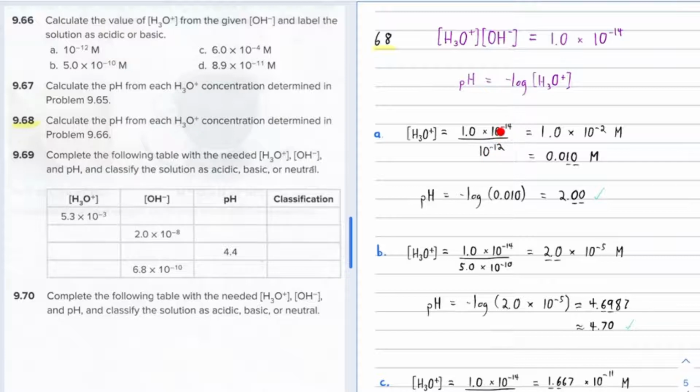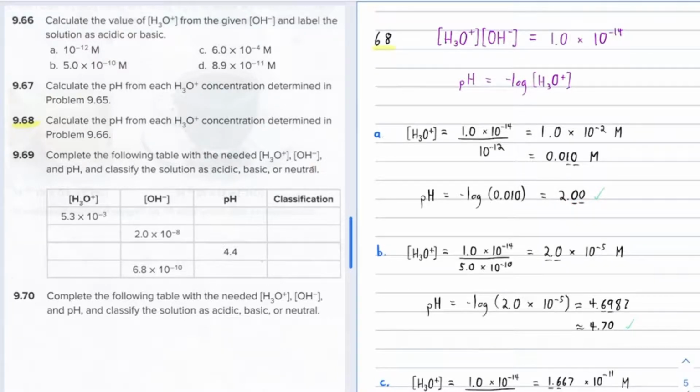10 to the minus 14 divided by 10 to the minus 12. It's going to be negative 14 minus negative 12, which is negative 2. So the answer is 1 times 10 to the minus 2 molarity. That's the proton concentration right here. And plugging that into the pH equation, that gives you 2.00.